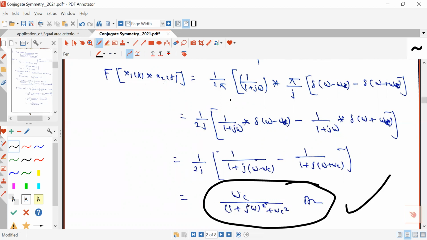In the next lecture, I will discuss conjugate symmetry. What is the meaning of conjugate symmetry of the Fourier transform?